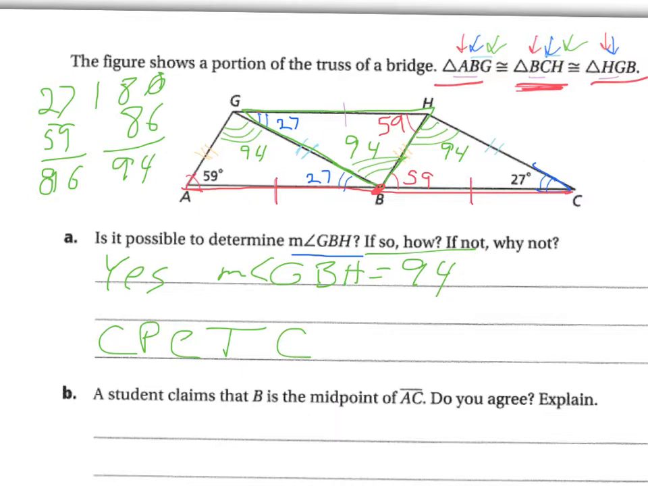So the answer is, do we agree? Yes, we do. AB is congruent to BC.